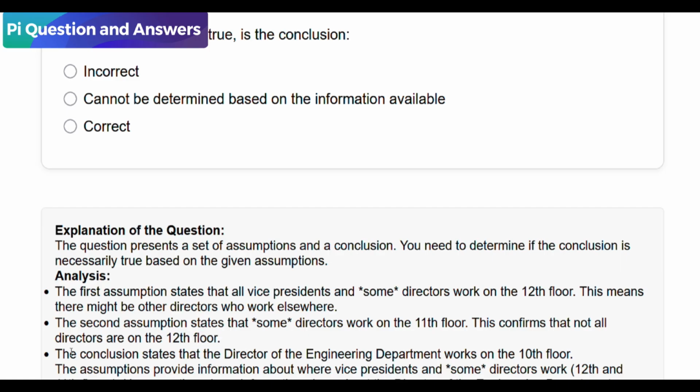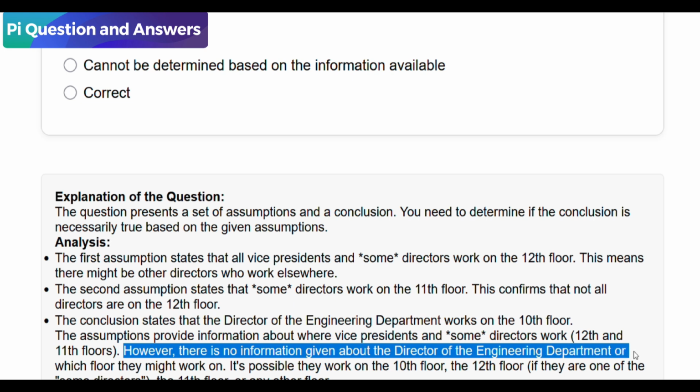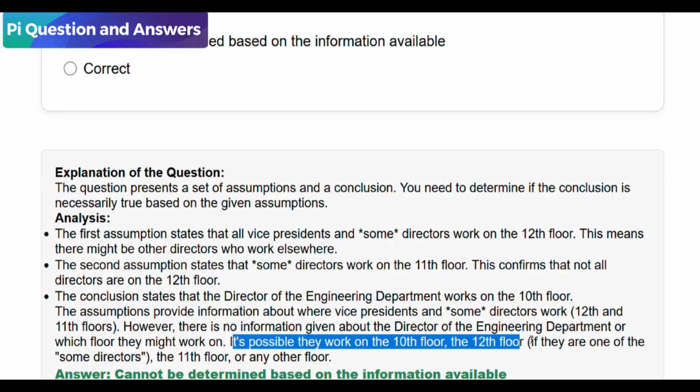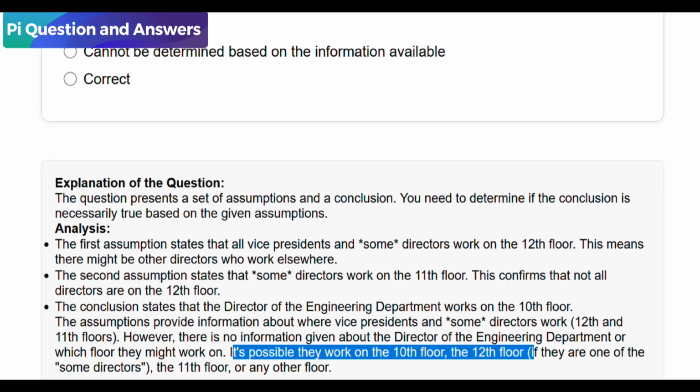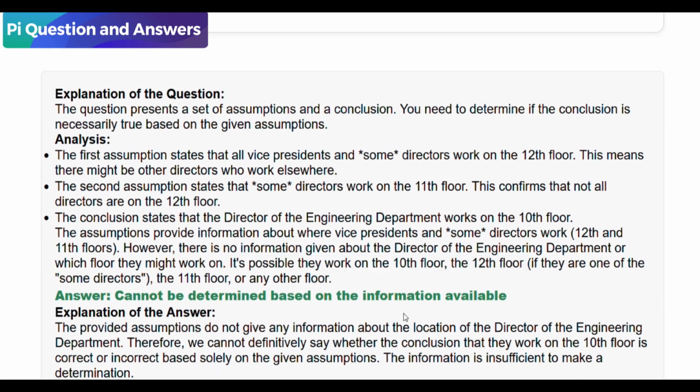The conclusion states that the director of the engineering department works on the 10th floor. The assumptions provide information about where vice presidents and some directors work, 12th and 11th floors. However, there is no information given about the director of the engineering department or which floor they might work on. It's possible they work on the 10th floor, the 12th floor, if they are one of the some directors, the 11th floor, or any other floor. Answer: cannot be determined based on the information available.